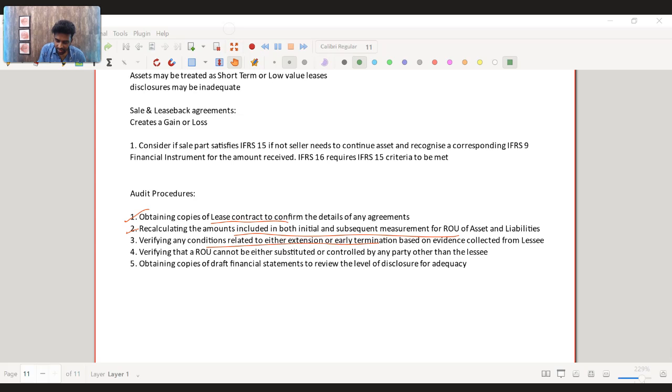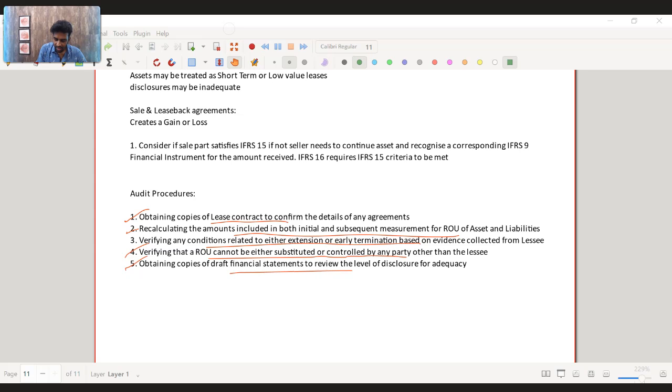Conditions relating to the extension or early terminations should be collected from the lease, right? Those conditions should be established with respect to the early termination or the extensions. Verifying that an ROU asset cannot be substituted or controlled by any party other than the lessee. Like the asset cannot be substituted or controlled by any other party, and it has to be only by the lessee. That has to be established.